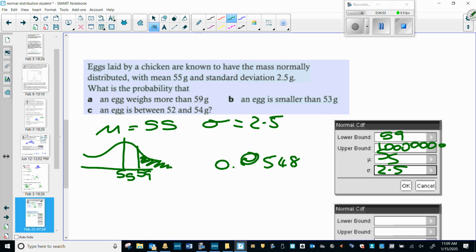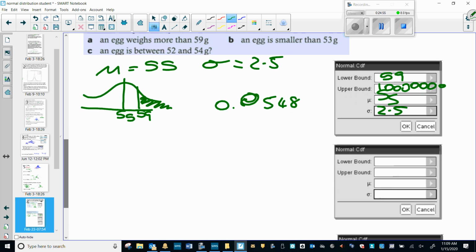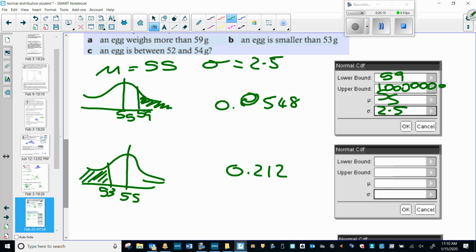And B, an egg is smaller than 53 grams. Same diagram, or similar diagram. Mean of 55, we want 53, so it's on the left, and we want it to be less than 53. So lower bound, that's going to be a negative big number. You can see if it lets it. 53 is going to be your upper, mean 55, standard deviation of 2.5.